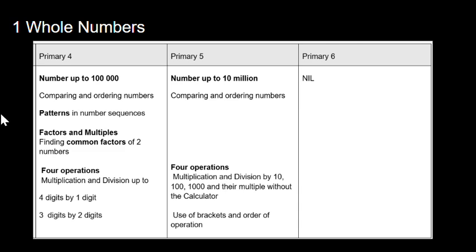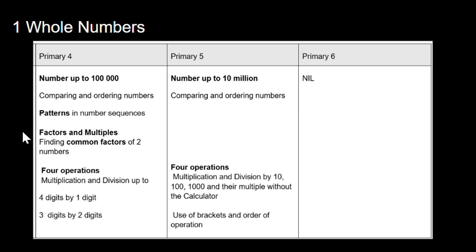So in whole number, according to the syllabus, the student will learn up to 100,000. They are able to compare and order the numbers, which means that if they say arrange in ascending order or descending order, or which one is bigger, which one is smaller, the student is able to do it. They are able to do patterns in number sequence. So for those questions that show you 1, 3, 5, 7, then ask you what is the next number or the 10th number. So those are the number sequences.